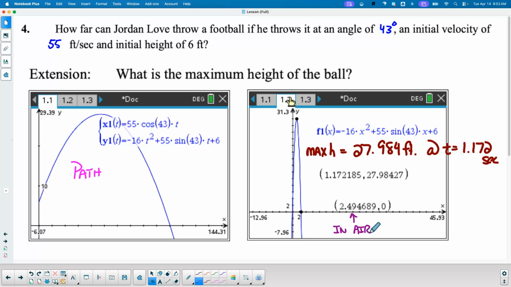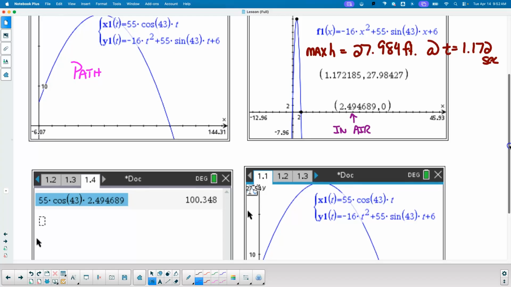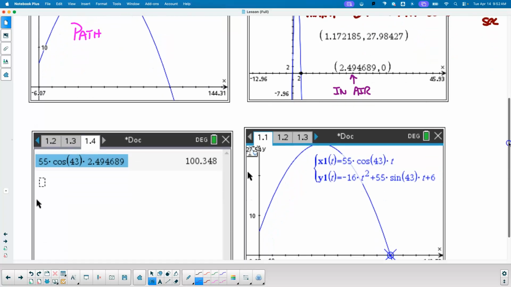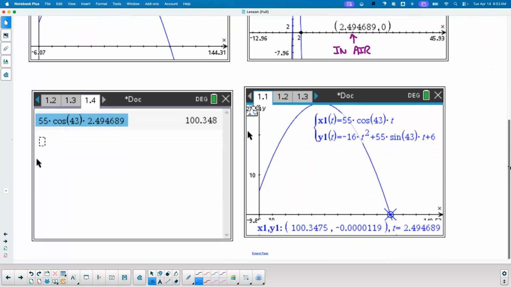The ball is in the air for 2.494689 seconds. So then option number 1 is we stick that into the x of our parametric and we get 100.348 feet. Option 2 is we can trace it to that value and we get 100.348 feet. So the maximum distance the ball is thrown is 100.348 feet.